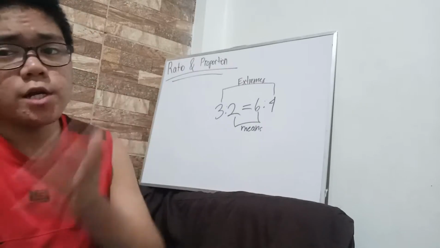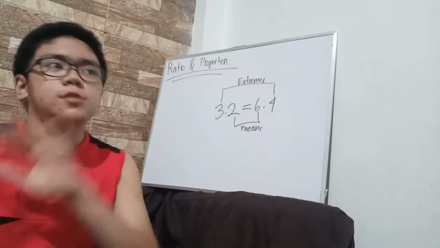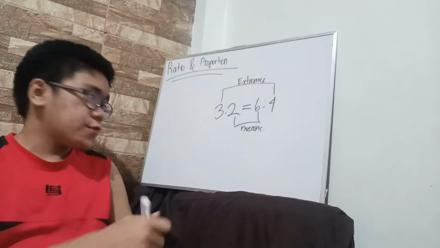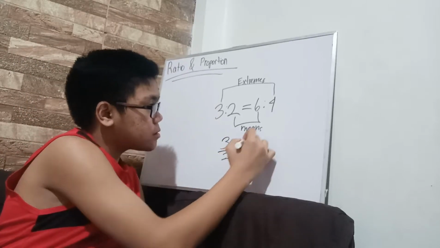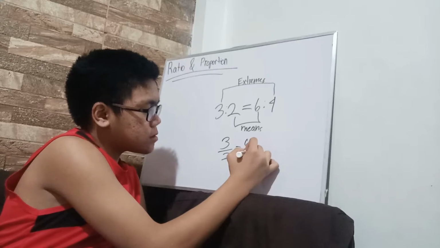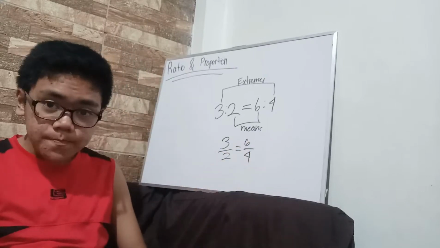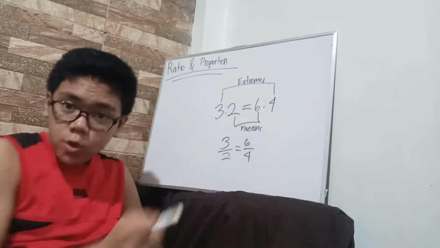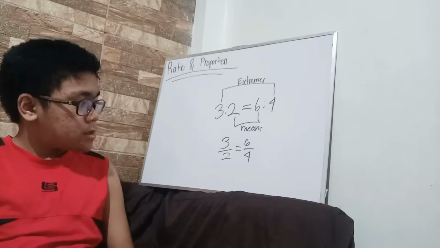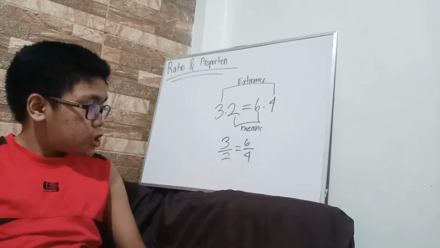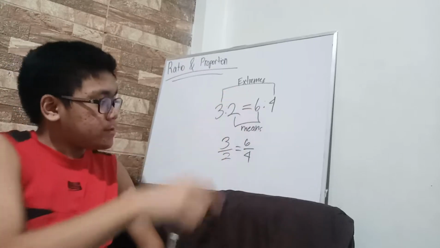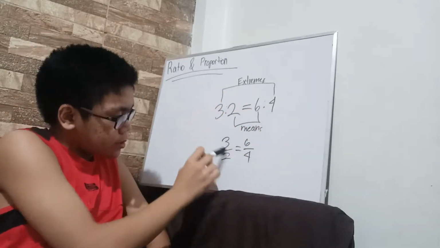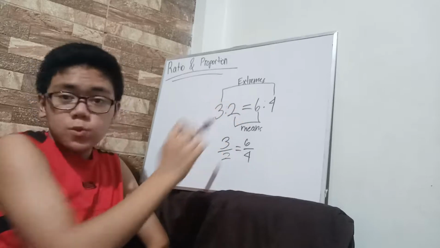So if you're gonna turn it into a fraction form, just look like this. There you go. There's always an equal sign. So that's extremes is 3 and 4. And means is 2 and 6.